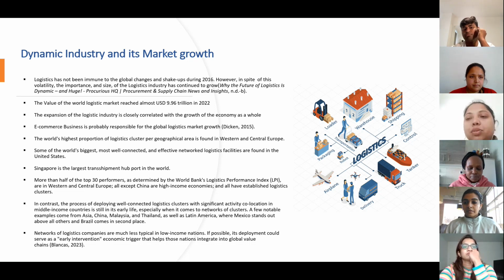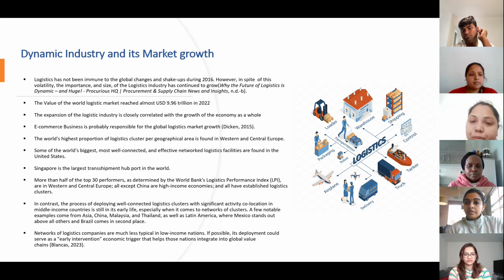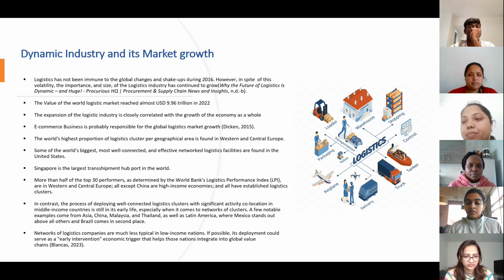E-commerce business is probably responsible for the global logistic market growth. This is because of the customers' demand for online shopping. And then I'll be talking about the nations and regions that are growing the fastest. The world's highest proportion of logistic clusters per geographical area is found in Western and Central Europe. Some of the world's biggest, most well-connected and effective network logistic facilities are found in the United States. Singapore is the largest transshipment hub port in the world. Moreover, the top 30 performers as determined by the World Bank Logistic Performance Index are in Western and Central Europe. All except China are high-income economies and all have established logistic clusters.